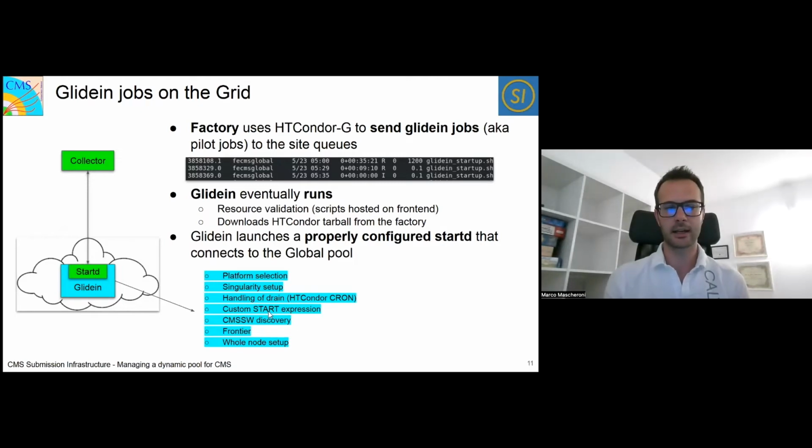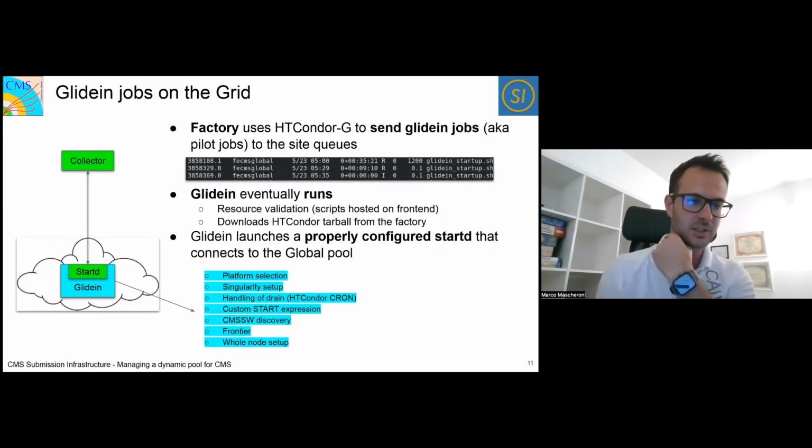We have a custom start. We allow some sites to customize the start expression of the jobs running on their nodes. We perform the discovery of the CMS software and Frontier, and if necessary, we set up the whole node, which means that we discover how many CPUs and how much memory the node where the Glidein is running has, and we grab them all, and we provide a partitionable slot of that size to the collector.